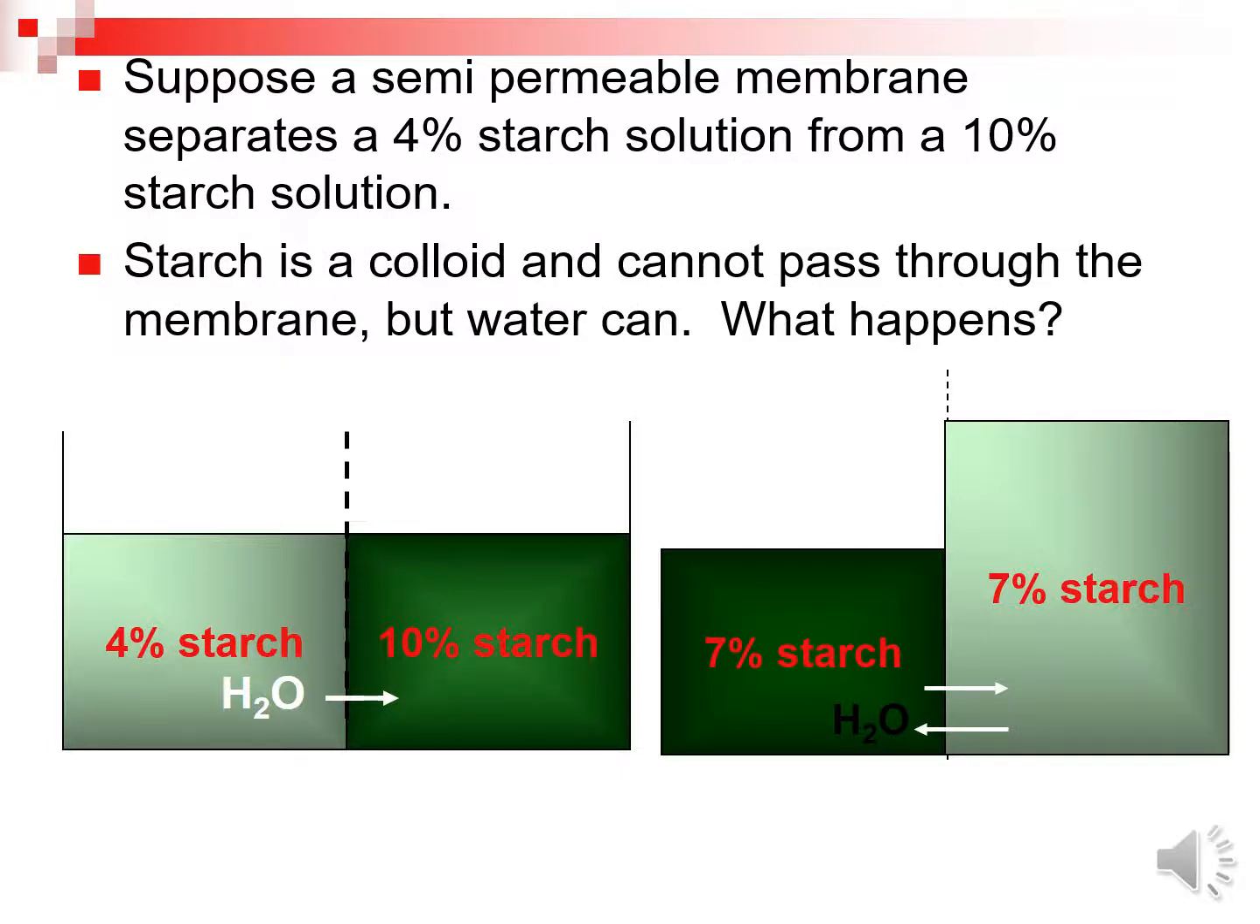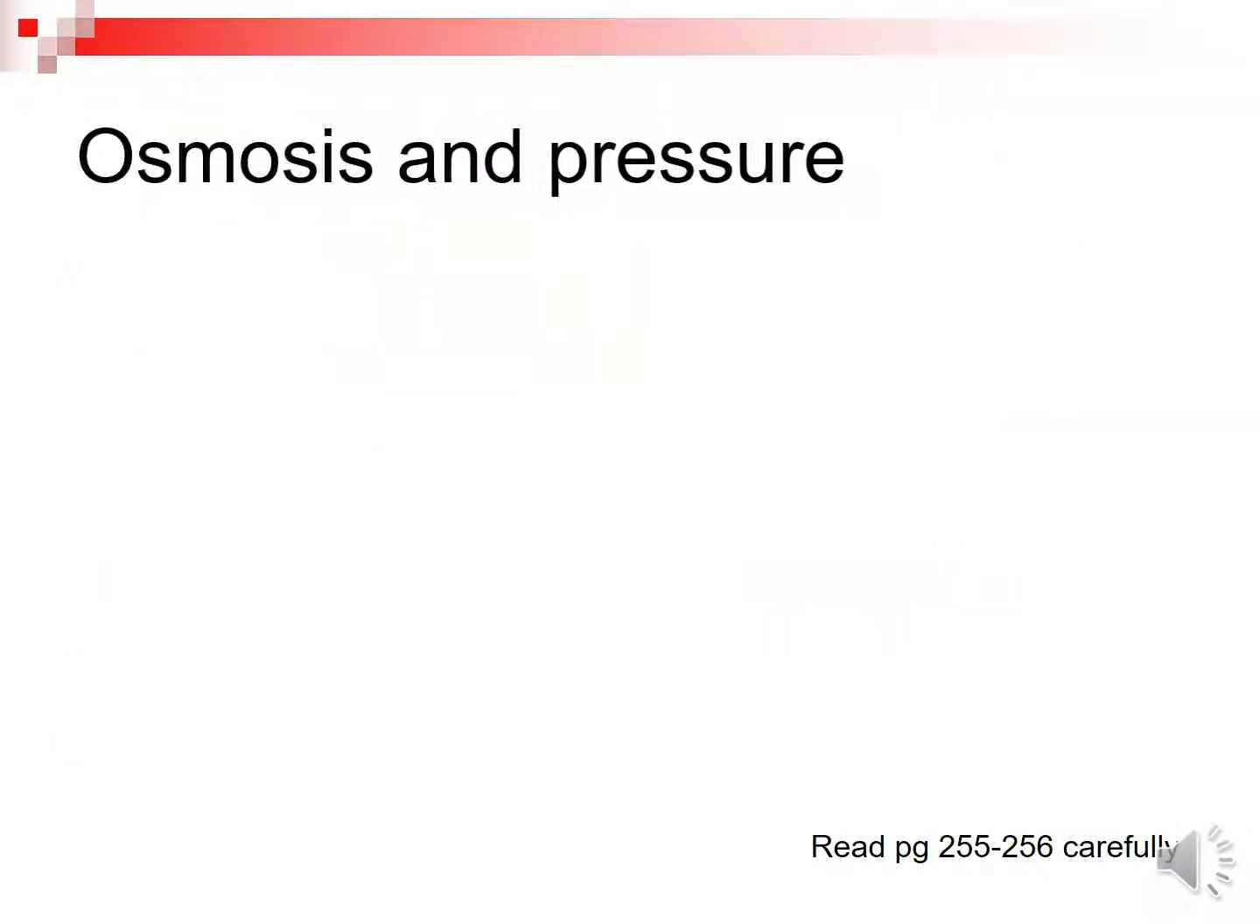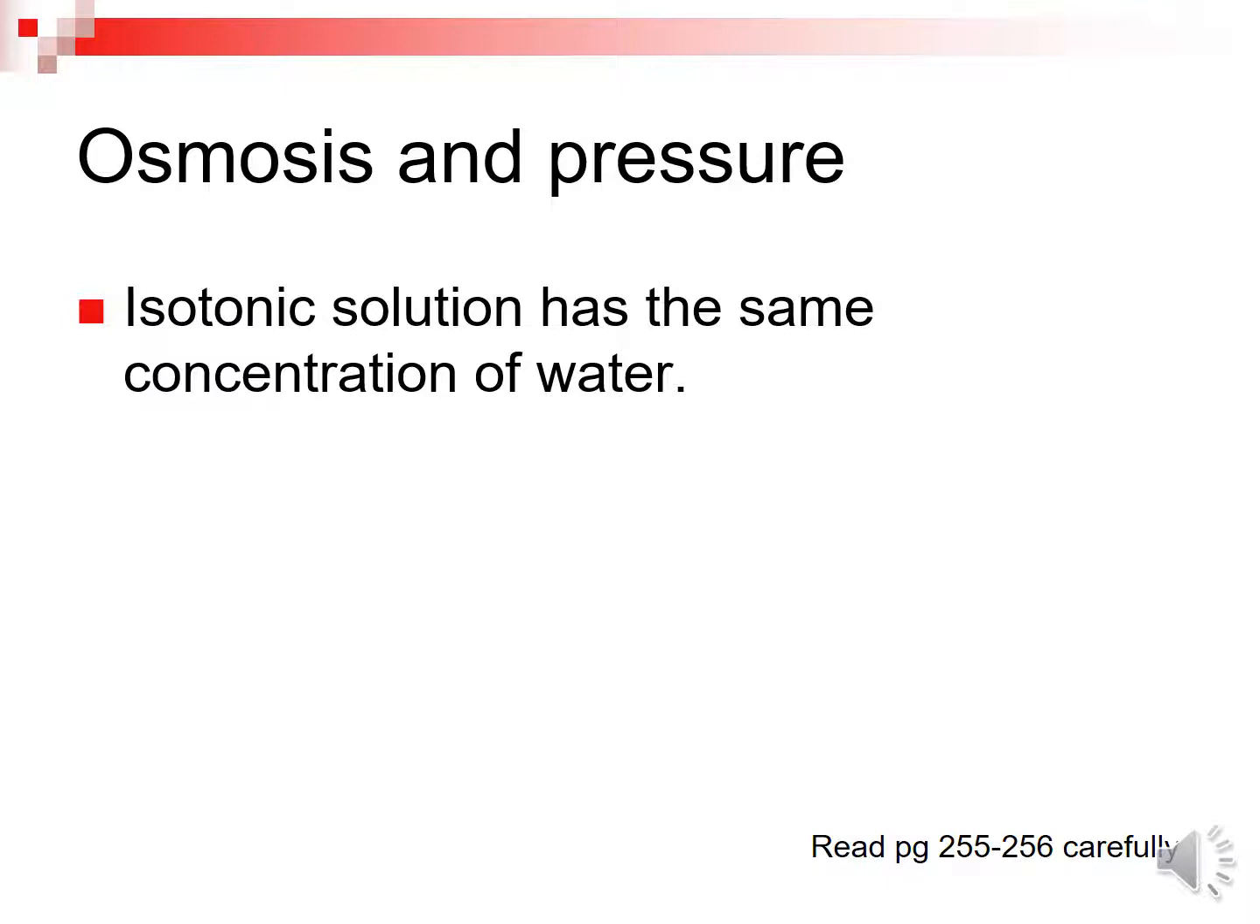Starch, being a colloid, cannot go through the membrane, but water can. So what ends up happening is osmosis occurs, and you get a pressure which raises the water level on the right.